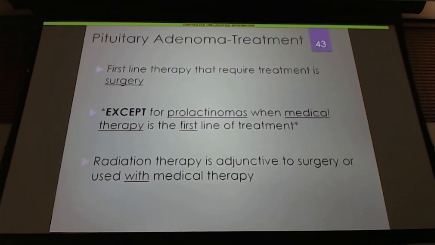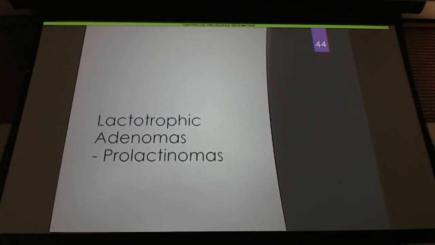All right. Any questions? Okay. We're going to jump right into the prolactinoma. Lactotrophic adenomas. What's lacto refer to? Milk, right? So what do these people have? Milk, yeah. They're expressing extra milk. Trophic has to do with like nourishment and growth.